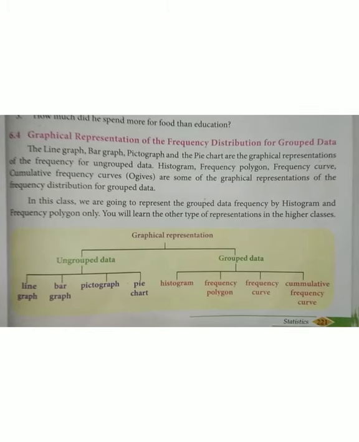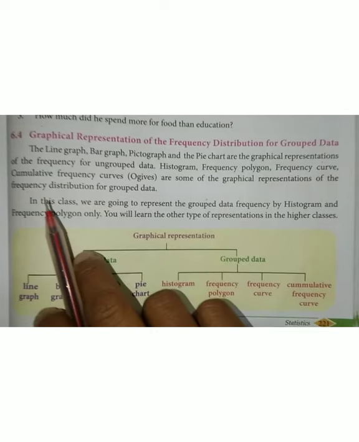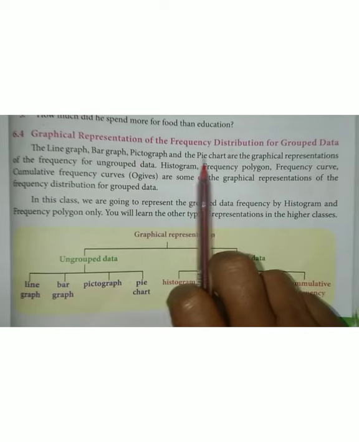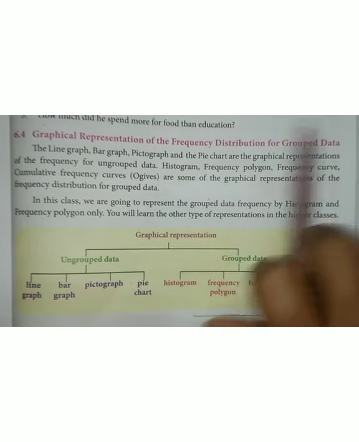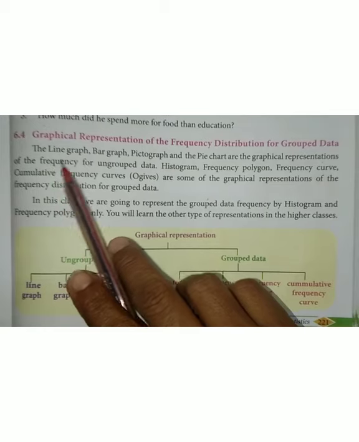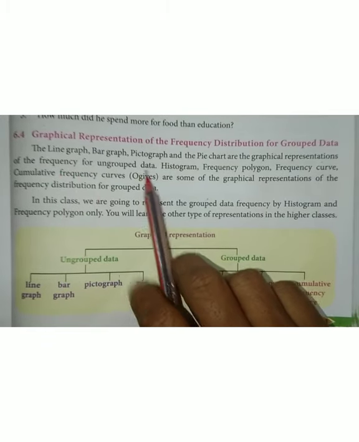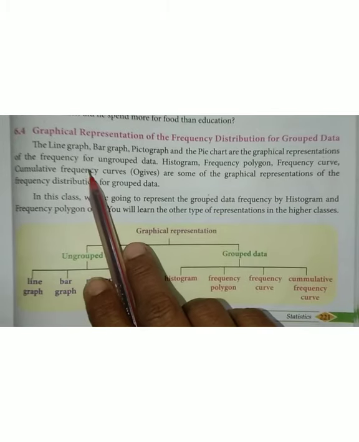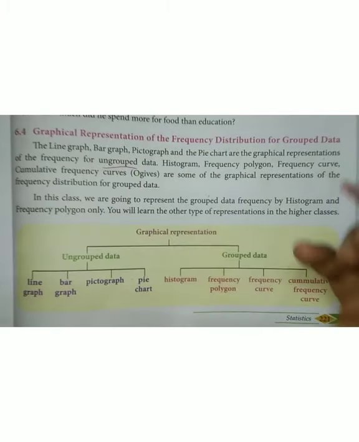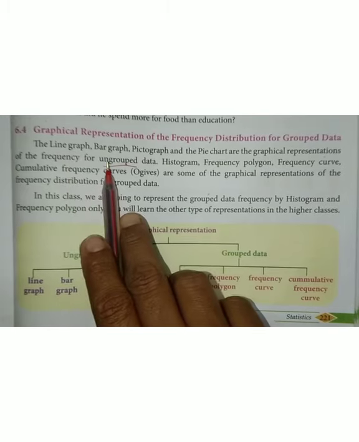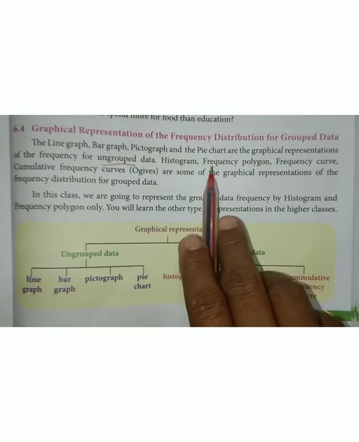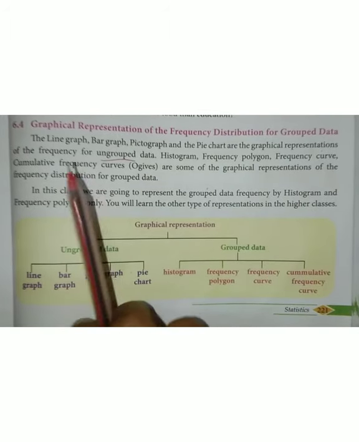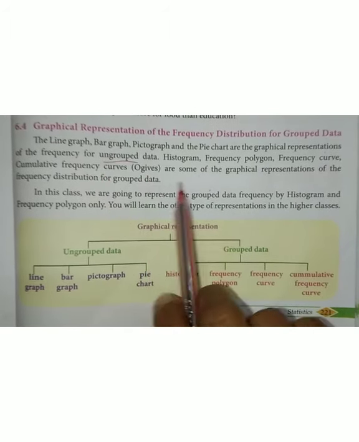Good morning, dear children. In today's class, we are going to learn about graphical representation of the frequency distribution for grouped data. The line graph, bar graph, pictograph, and the pie chart are the graphical representations of the frequency for ungrouped data. What are they? Line graph, bar graph, pictograph, and the pie chart are the graphical representations of the frequency for ungrouped data.